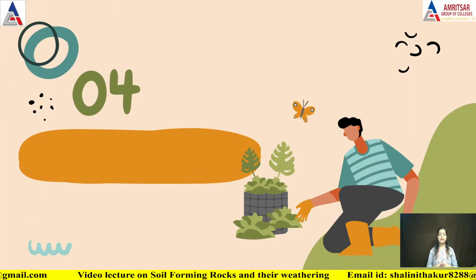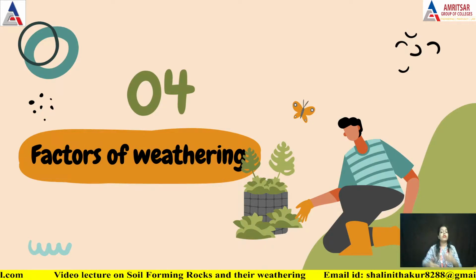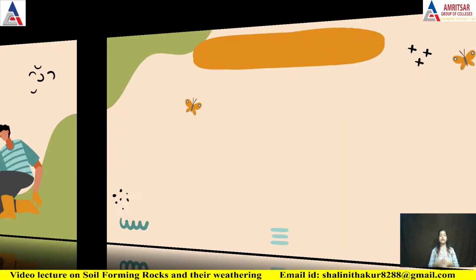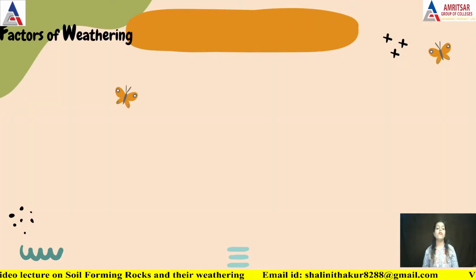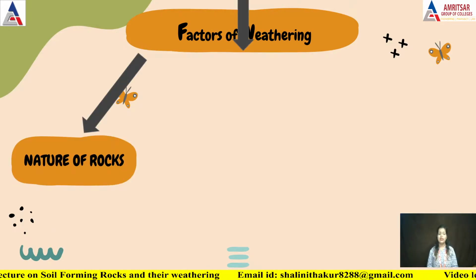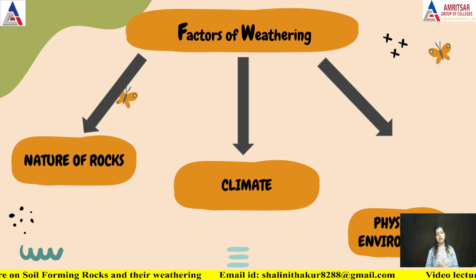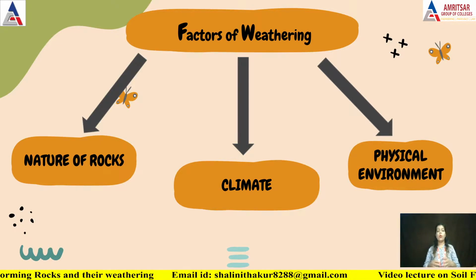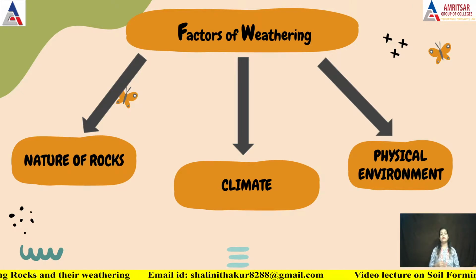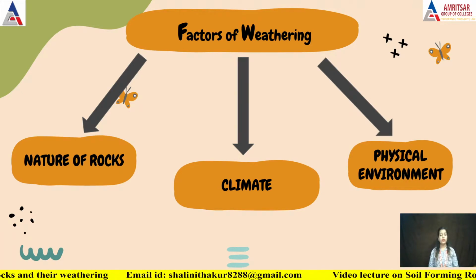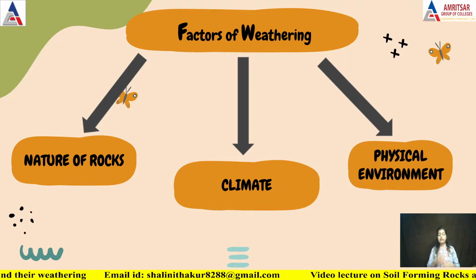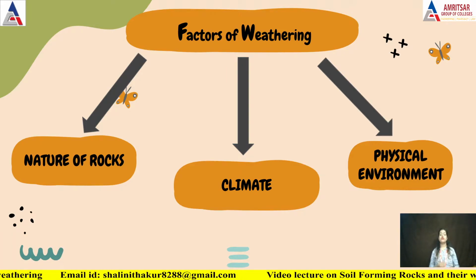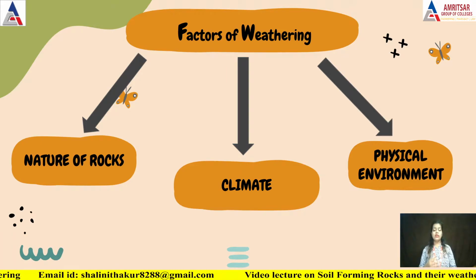So at last, I want to tell you about the different factors which result in causing this weathering. There is a plethora of factors which affect weathering, but the first ones are the nature of rocks, climate, and the physical environment. If I talk about the nature of rock, it means what kind of rock it is. It is basalt, gabbro, limestone, or quartz. So the meaning is that it contains potassium, aluminium, and silicon also.